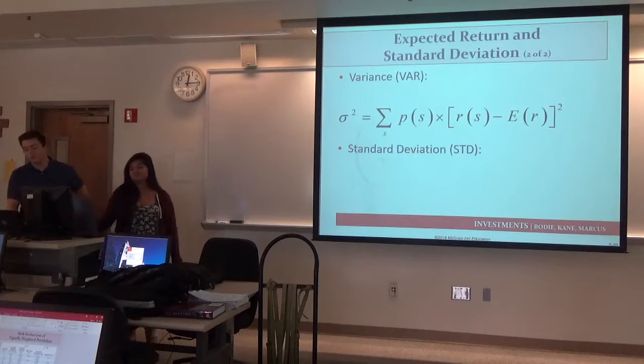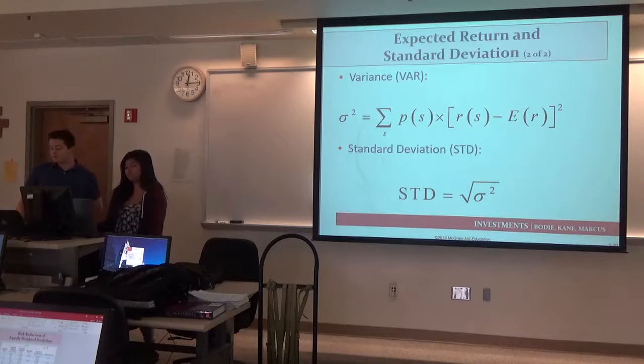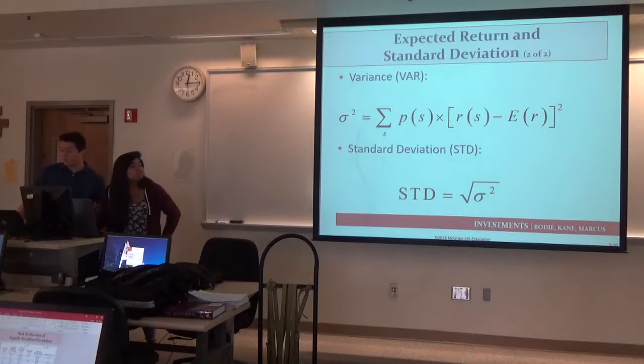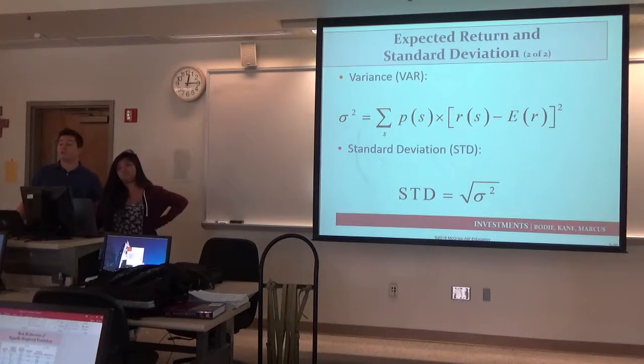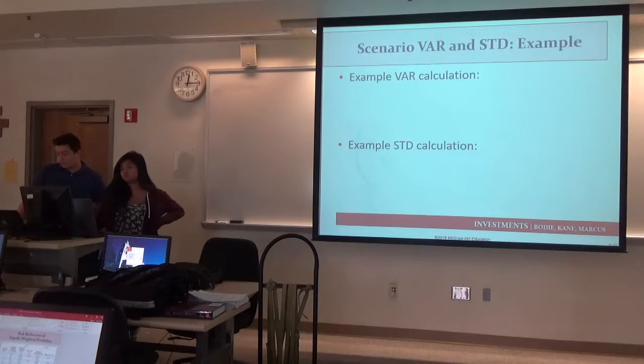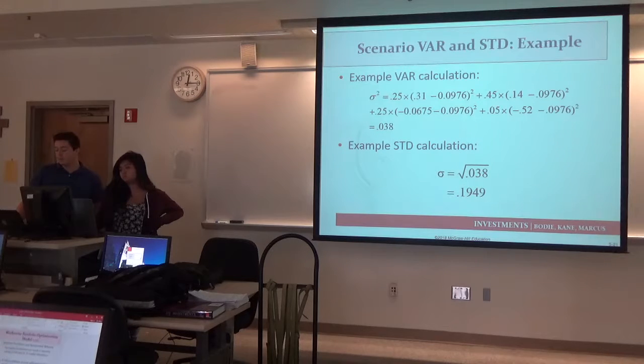So expected return and standard deviation, we've gone over this since the beginning of our class. So the variance, that's the equation, and standard deviation, and basically you use these two equations to find out the return of the portfolio or that current stock or bond. This is an example of how you would use variance, and the answer is 0.038. Then the standard deviation calculation is basically the square root of the variance.